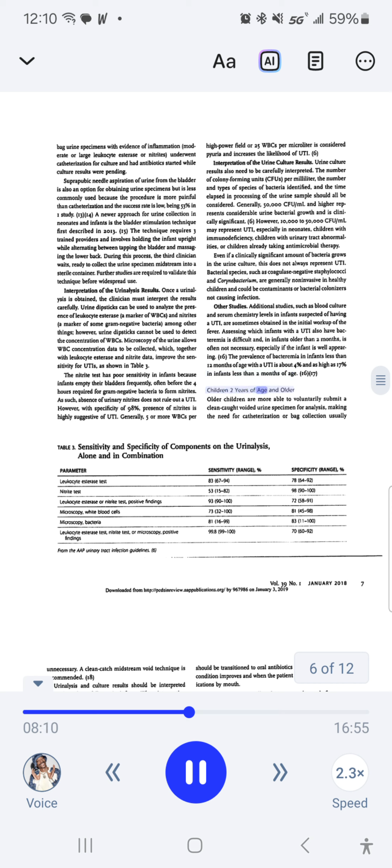Children 2 years of age and older. Older children are more able to voluntarily submit a clean, voided urine specimen for analysis, making the need for catheterization or bag collection usually unnecessary.